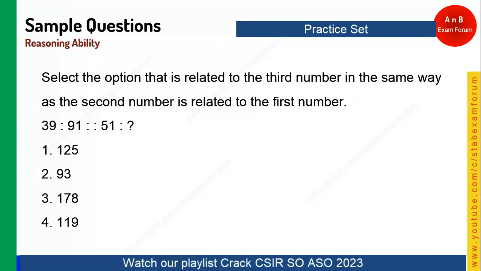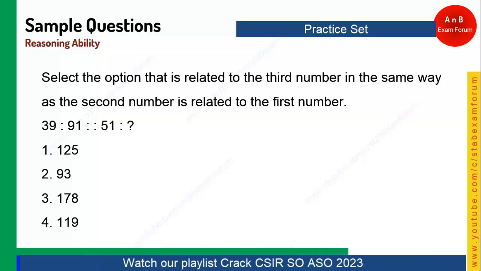It's again from number analogy. Let's start the timer. Okay, time's up. So students, as you can see, 39 and 91, how are they related? They are multiples of 13. So 13 into 3 is 39 and 13 into 7 is 91. And 51 is not a multiple of 13.